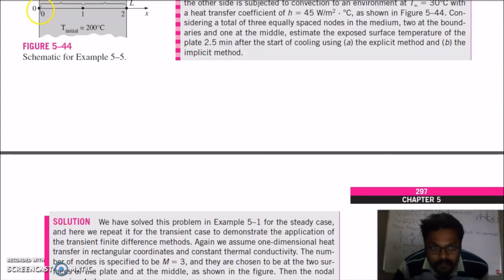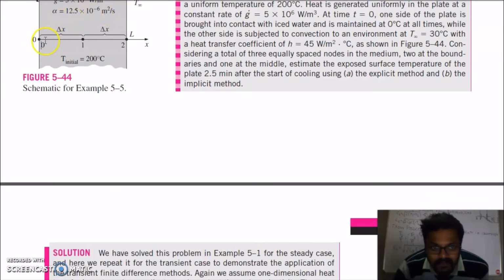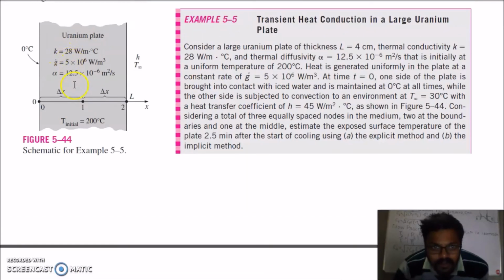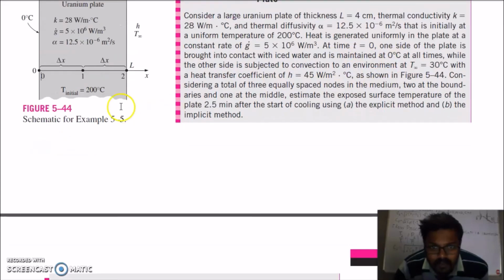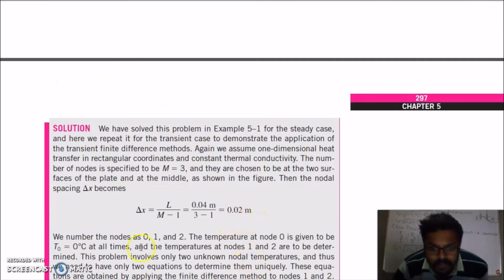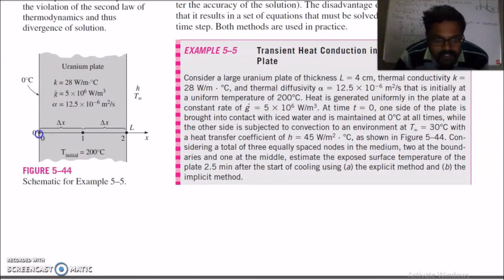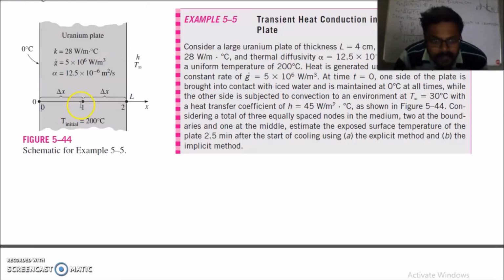Here the number of nodes is 3, so M is 3, and they are chosen to be at the surface of the plate and at the middle. So this is at the middle and 2 nodes are at the surface. In this case, del x is the total length, 4 cm, divided by 2. So del x will become 0.02 meter. T0 is equal to 0 degrees Celsius at all times. This will remain at node 0, always 0 degrees Celsius, because it is subjected to the cooling. So we are left with this unknown temperature and this unknown temperature.